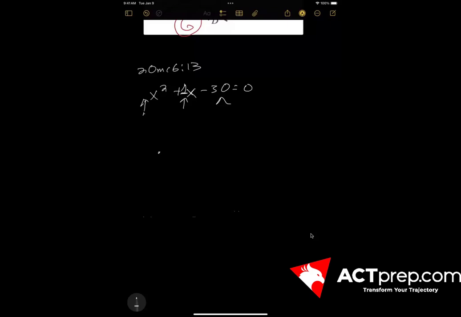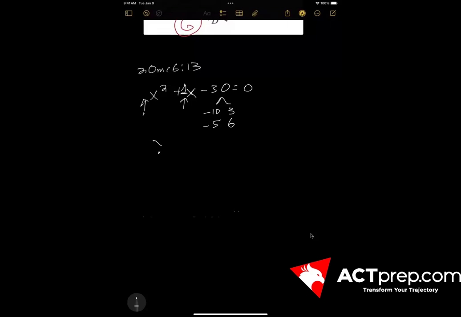And so we can just play around with some different options to think about it. Negative 10 times 3, that doesn't work out. So it would be negative 5 times 6, because these two numbers are going to multiply together to become negative 30 and add together to become positive 1.